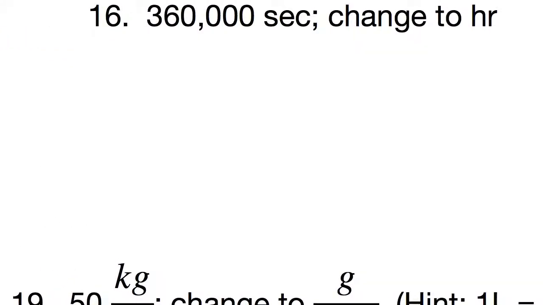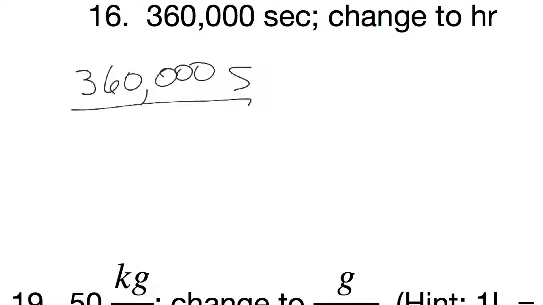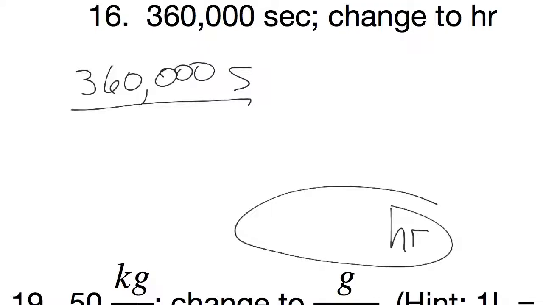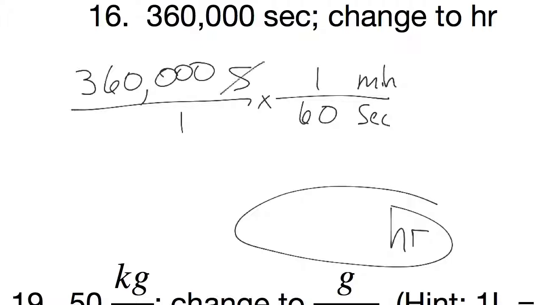360,000 seconds changed to hours. So that means I need to get rid of the seconds, so I'll put it in the bottom. I don't know how many seconds are in an hour, but I know that there are 60 seconds in 1 minute. So that when I multiply across, these seconds are going to cancel. One on the top, one on the bottom, they cancel.